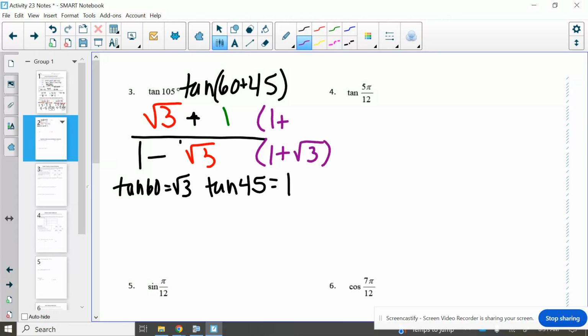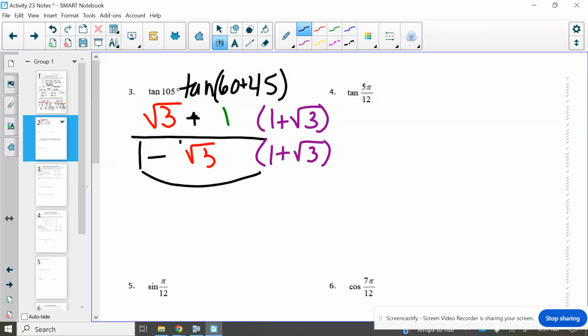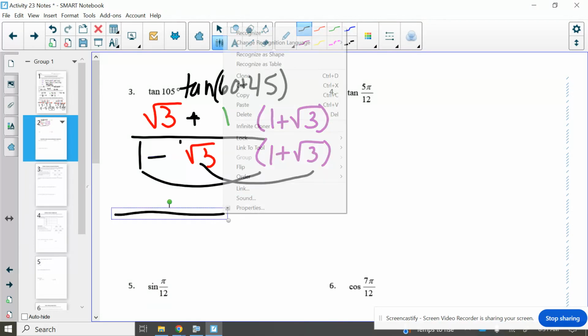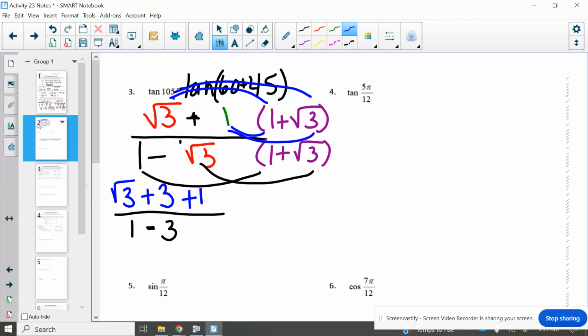We're going to multiply top and bottom by the conjugate. And we've talked a lot about how with conjugates, you can kind of shortcut. First times first, last times last. 1 times 1 is 1. Negative square root of 3 times positive square root of 3 is negative 3. Up top, though, we have to work a little bit harder. We end up having to double distribute. So square root of 3 times 1 plus square root of 3 times square root of 3 is just 3. 1 times 1 is 1. 1 times the square root of 3 is the square root of 3.